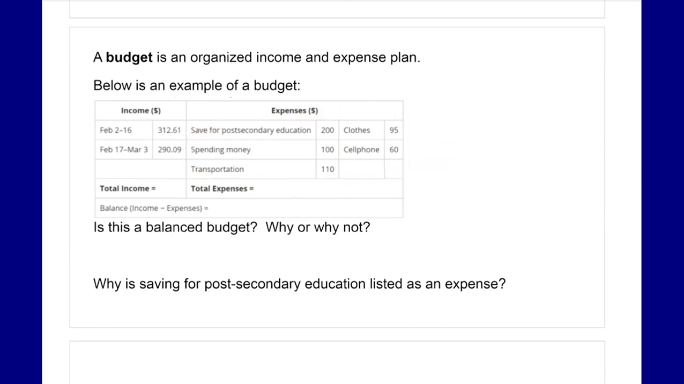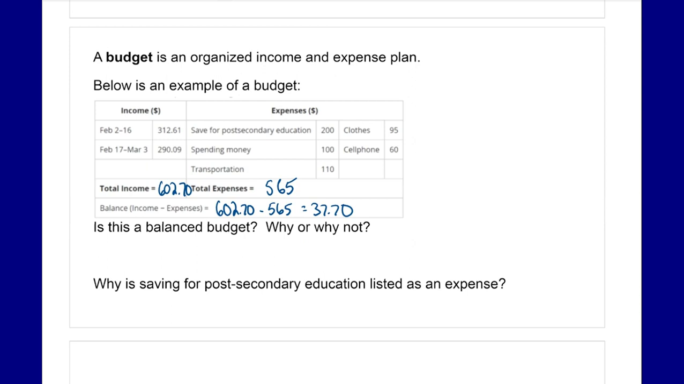And we can go through and determine what the total income is. If we add up this income, $312.61 plus $290.09, we end up with $602.70. And then for the total expenses, 200 plus 100 plus 110 plus 95 plus 60, $565. So the balance, the income minus the expenses, we end up with $37.70. So is this a balanced budget?